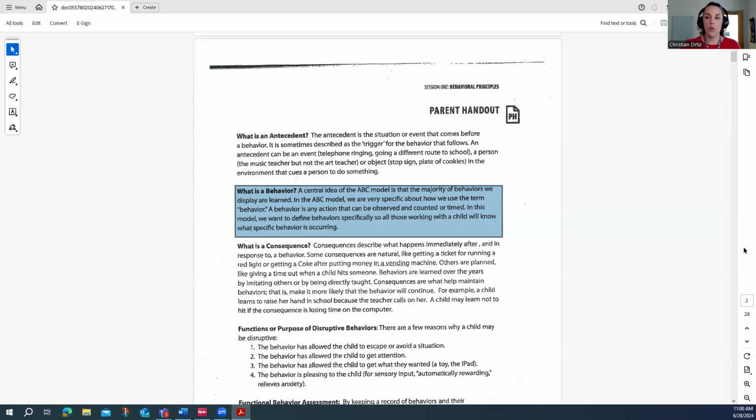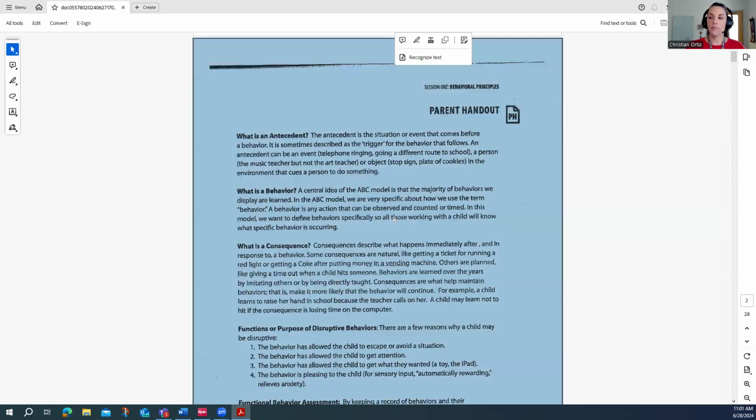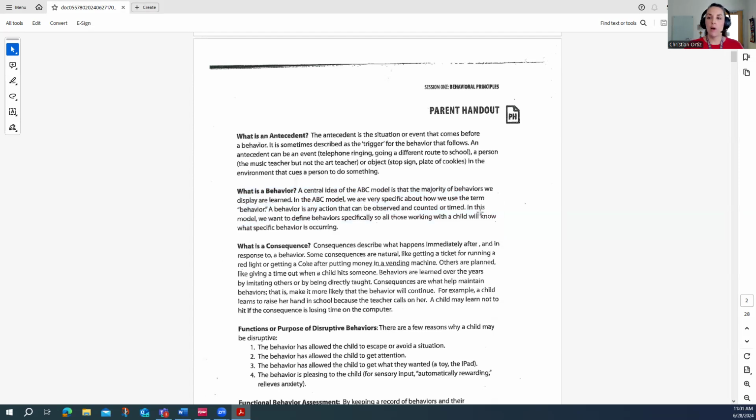Okay. So what I want you to take away from this is a behavior is an action that can be observed and counted or timed. Okay. So in this model, we want to define behaviors specifically, so all those working with a child will know what specific behavior is occurring.